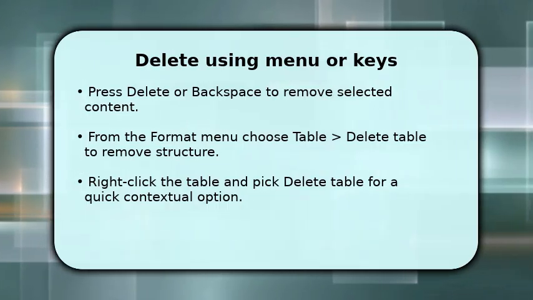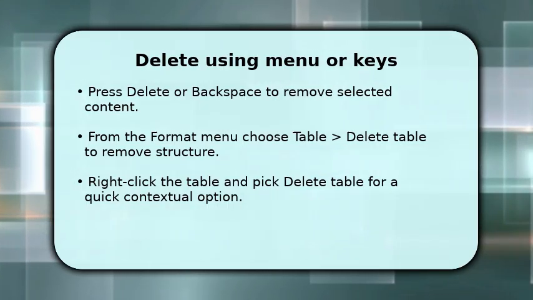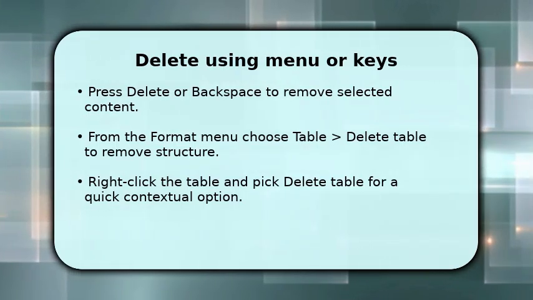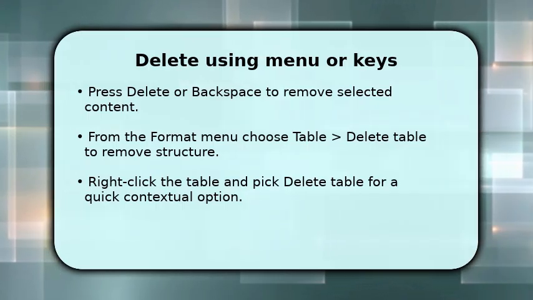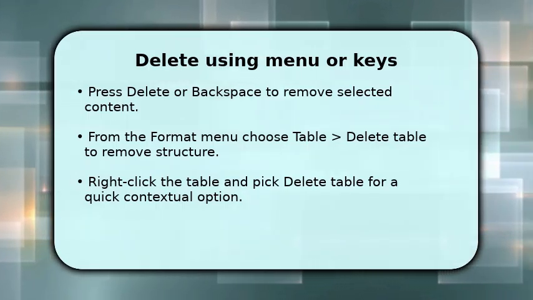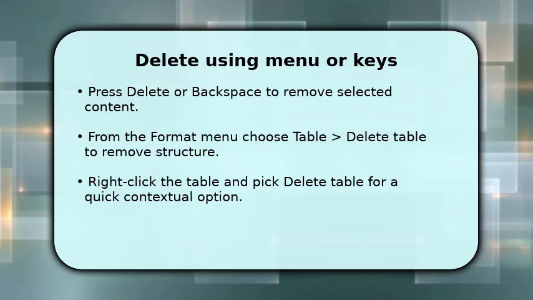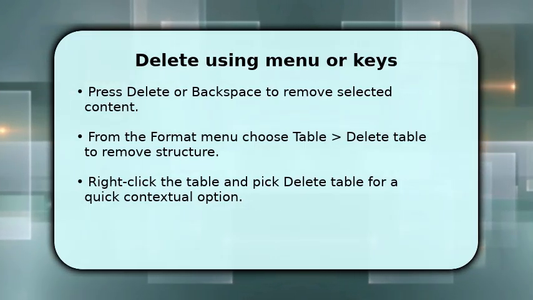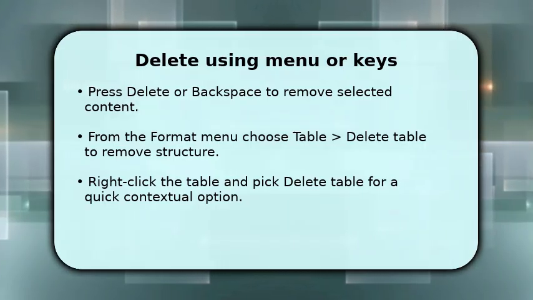To remove the structure entirely, use the Format menu, choose Table, then Delete Table. Alternatively, right-click the table and pick Delete Table from the contextual menu. That's faster when you're focused in the document. Make sure to save or undo quickly if you remove the wrong table, because undo is your safety net.